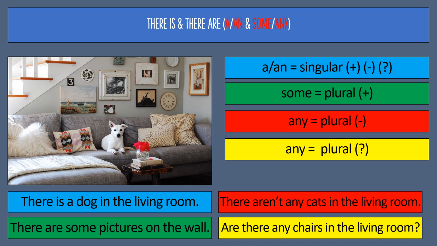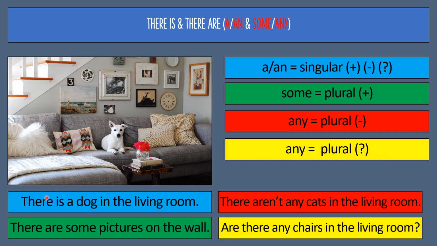When we talk about there is and there are, it's very important to understand the difference between a, an, and some and any. So we use a or an for singular, in this case positive sentences, negative sentences, or questions. We use some for the plural positive, any for plural negative, and any is also used for plural questions.